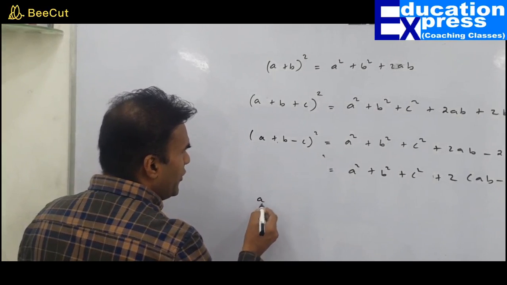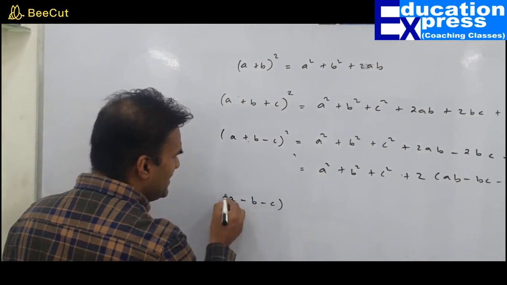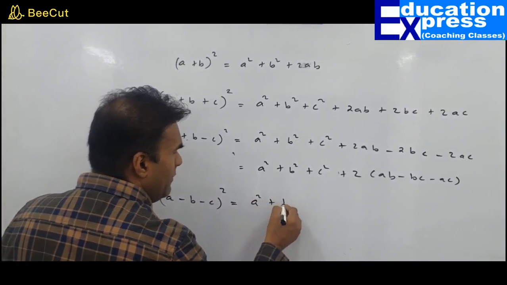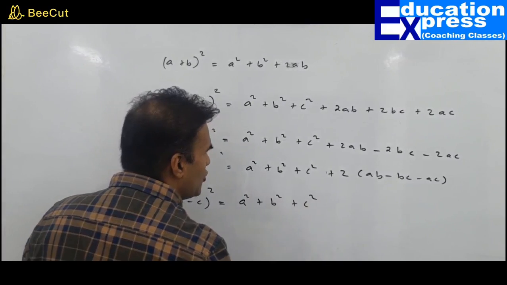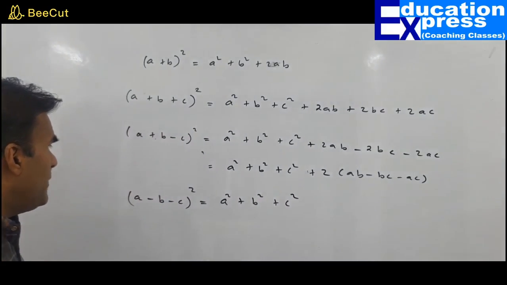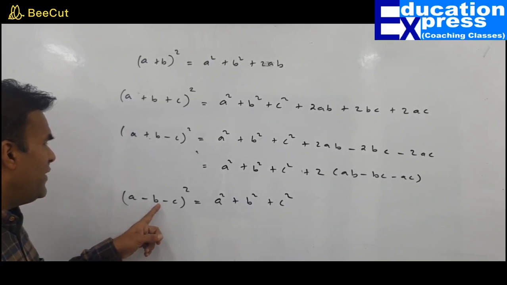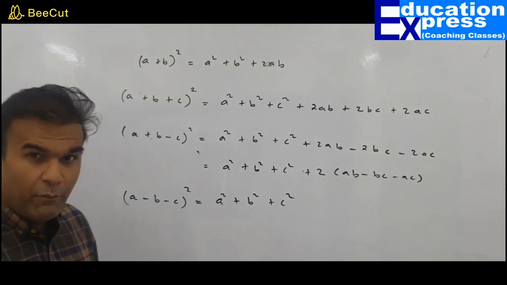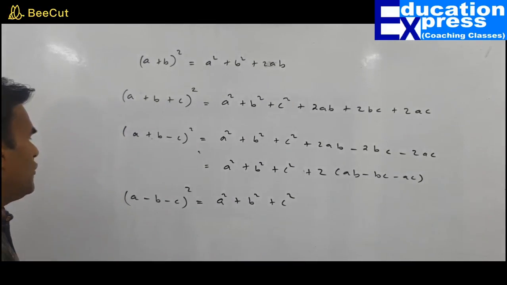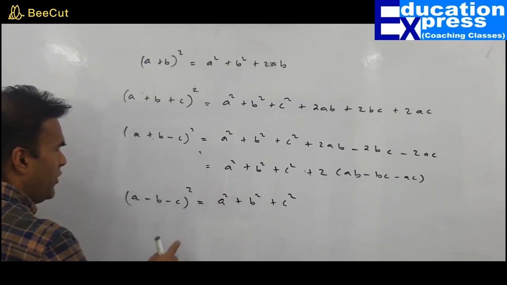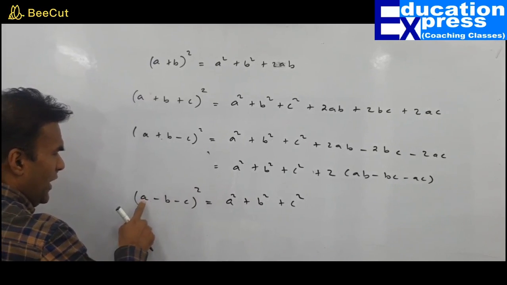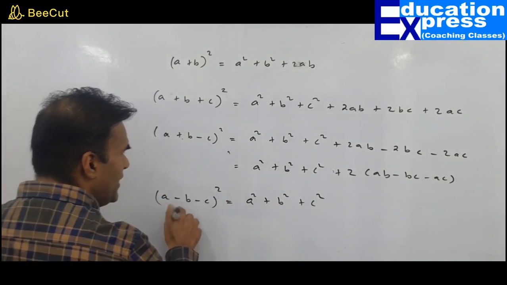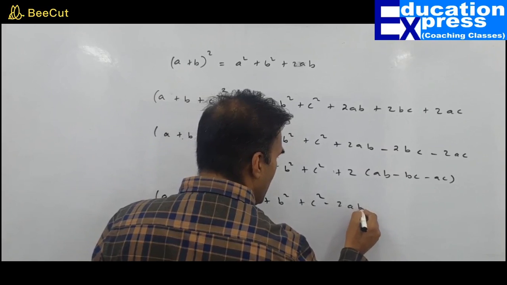Take another permutation, a minus b minus c the whole square. Write this as a square plus b square plus c square. Does not matter, my dear friends, whether the sign over here is positive or negative, because the square of a number is always going to be positive. So a square plus b square plus c square. Now here, 2 into a into minus b will be minus 2ab.